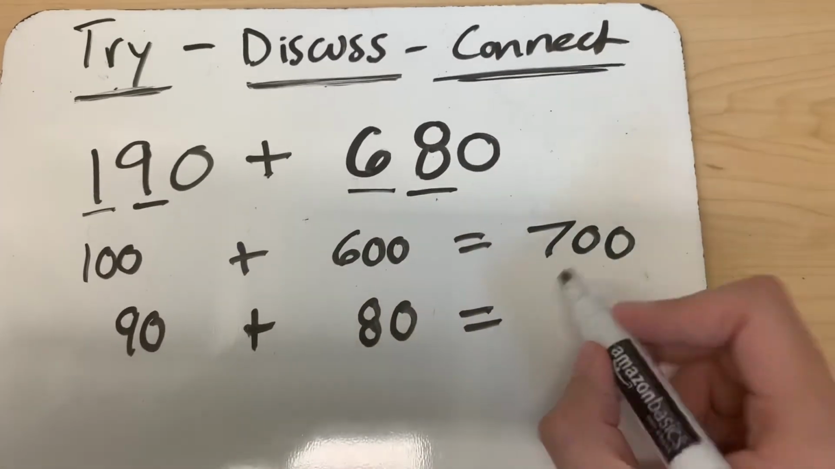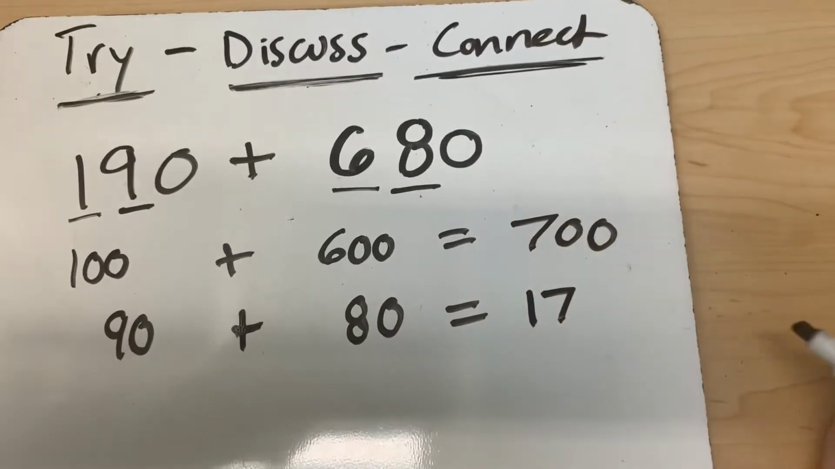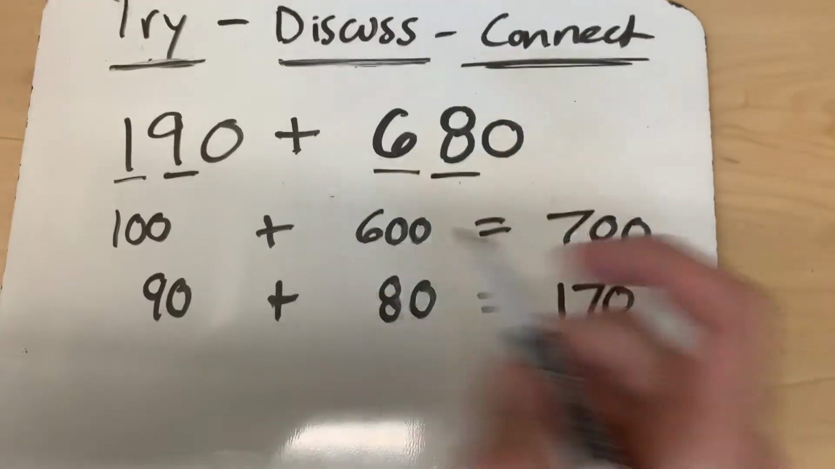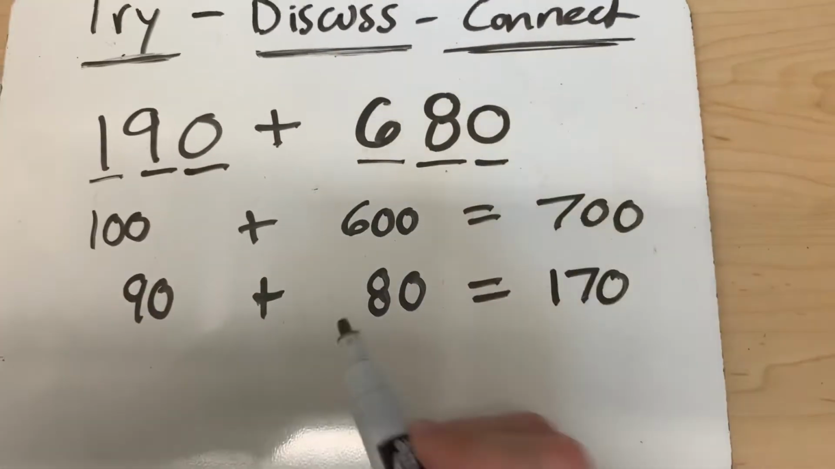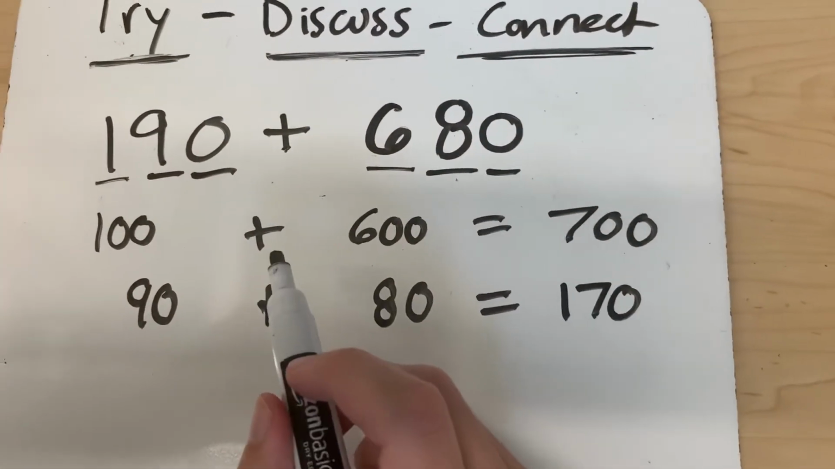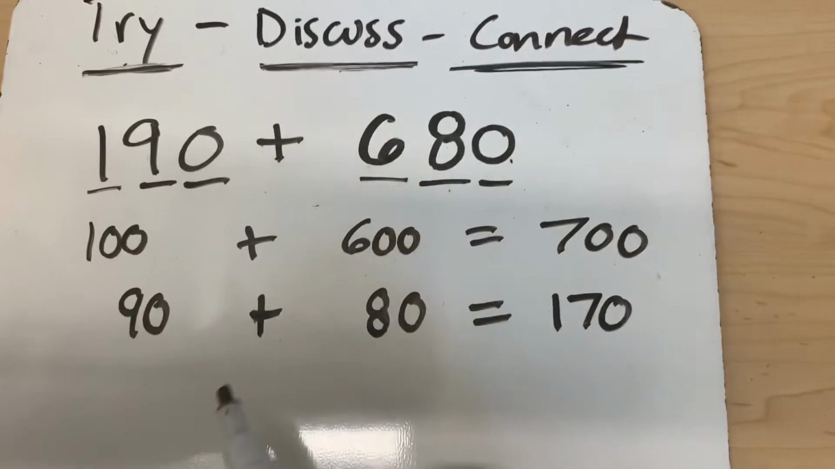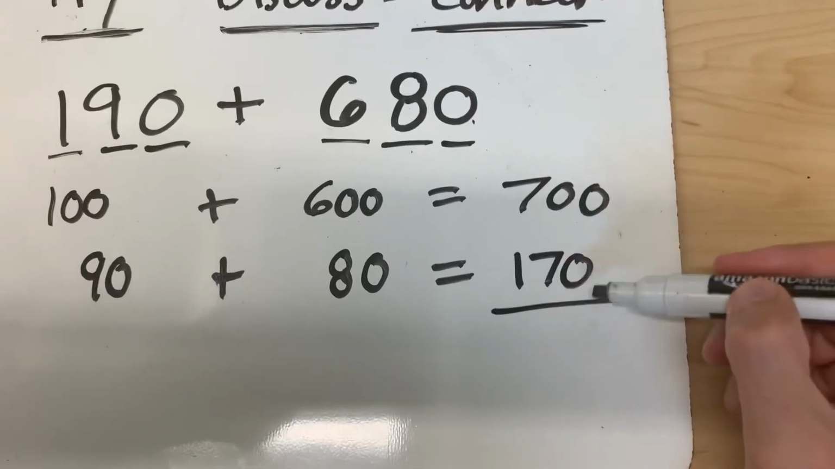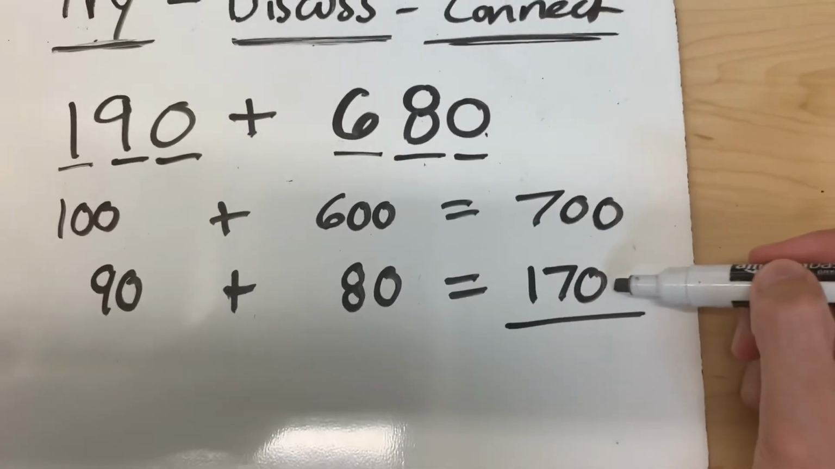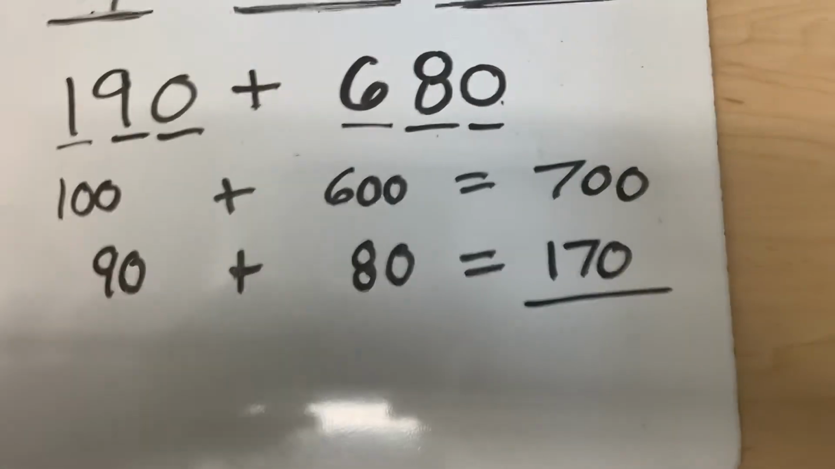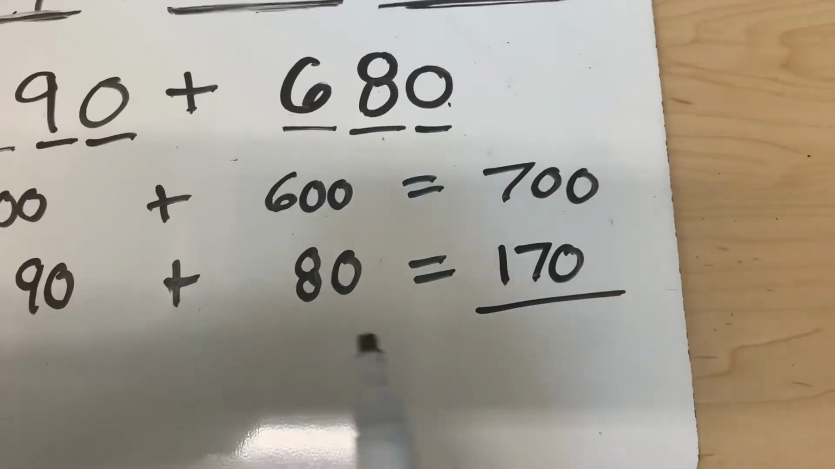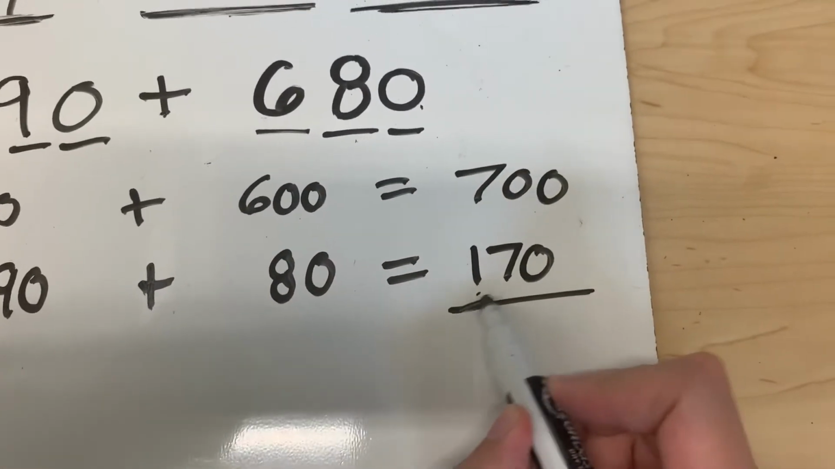9 plus 8, 17. We have 17 tens. Then we can add our ones, excuse me. We can add our ones, but we don't have any ones. So now we can add our hundreds and our tens. And it looks like we had 10 tens and we got another 100.